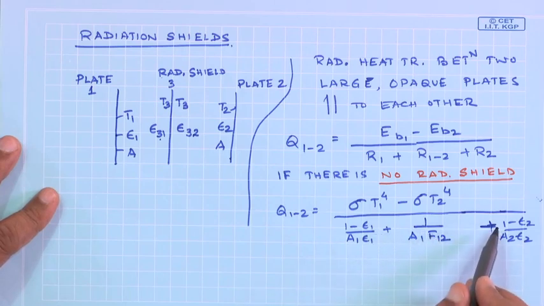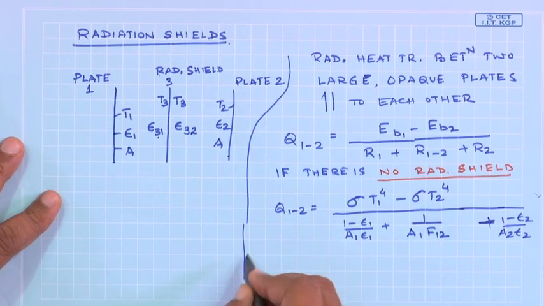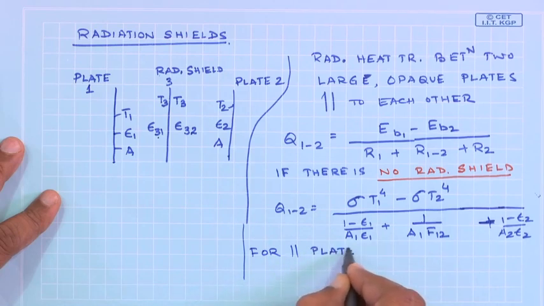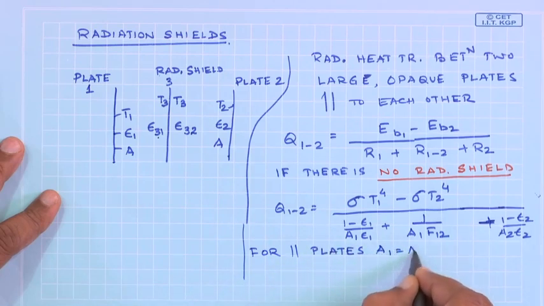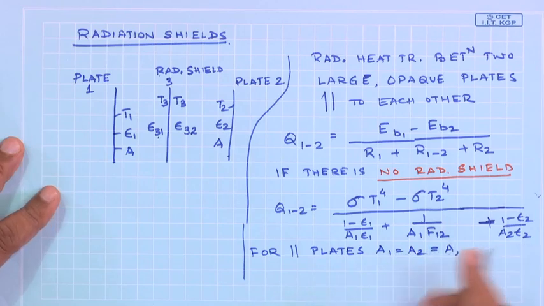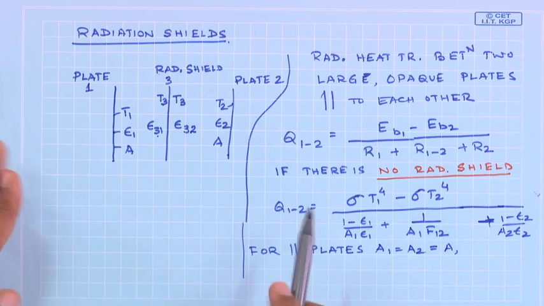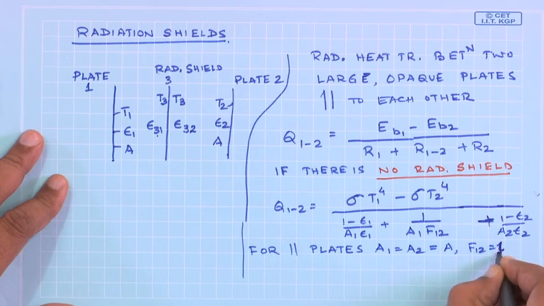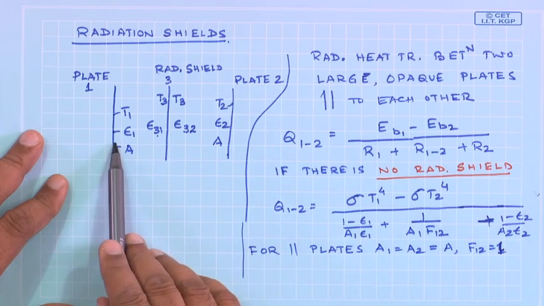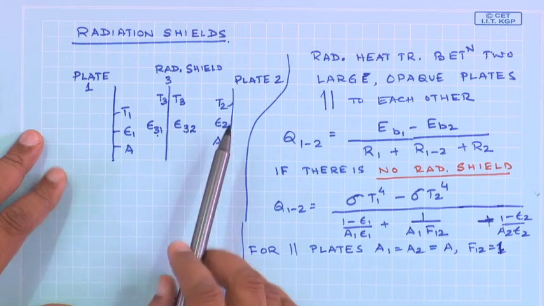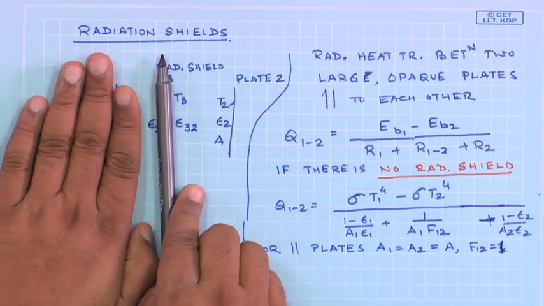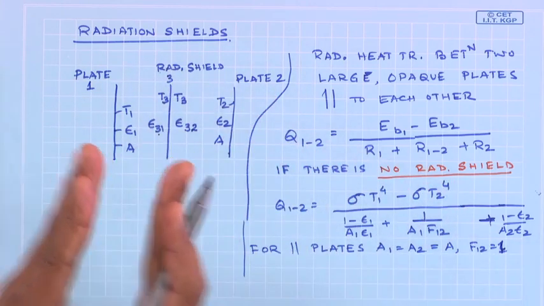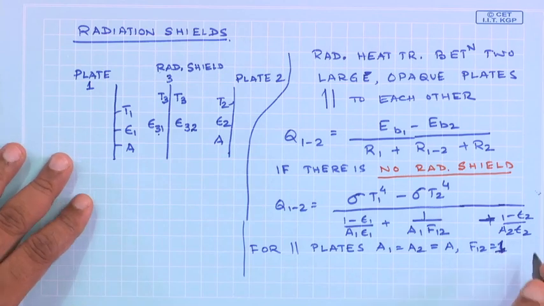Okay. These three are going to be the resistances, and for parallel plates A 1 would be equal to A 2, let us say this is equal to A. And of course, if the parallel plates are close to each other, in that case F 1 2 would be equal to 1. So, all energy emitted by 1 is going to strike 2 if these two are very close to each other. So, no energy will escape through this. So, F 1 2 is equal to 1.